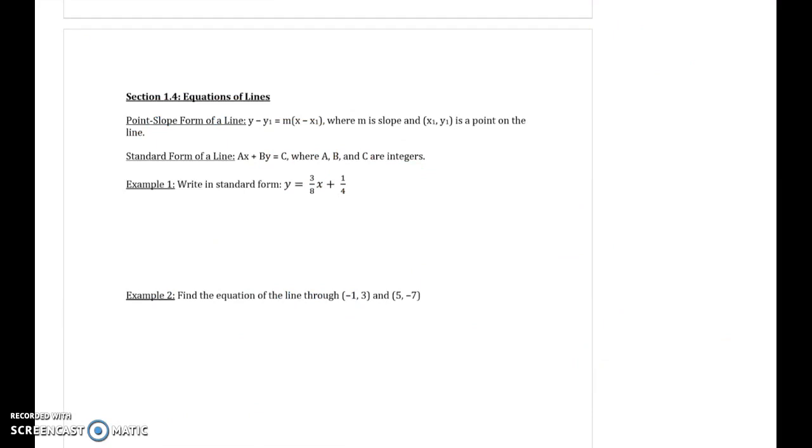Alright guys, writing in a standard form means that I need to rewrite this equation right here as something looking like ax plus by equals c. Well, first of all, what I want to do is get rid of the fraction. All right, let's get rid of the fraction.